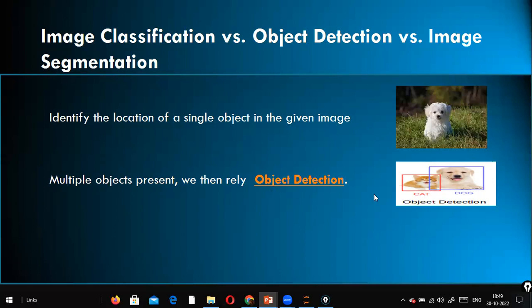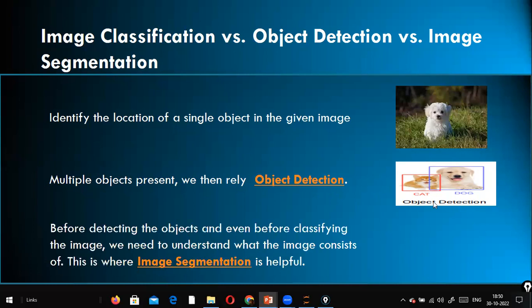If you have multiple objects present in your image, you have something called object detection. What it does is it not only detects the location of the objects in this image, it also draws a bounding box around those objects. Knowing the object's location and drawing a bounding box is not sufficient. You should also know what these objects are. So before detecting the objects and even before classifying the image, we need to understand what the image consists of. That is where image segmentation is very helpful.